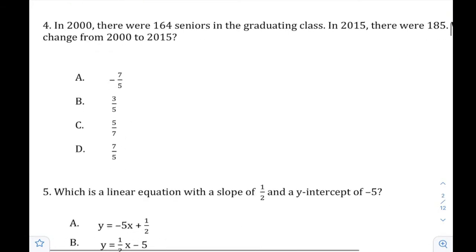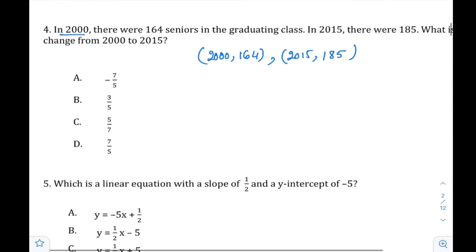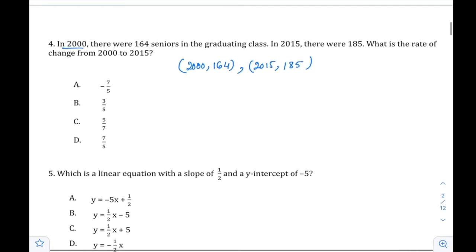In 2000, there were 164 seniors. So we will write 2000 is paired with 164. In the graduating class, in 2015, after 15 years, there are 85 seniors. The question is, what is the rate of change? Rate of change from 2000 to 2015.